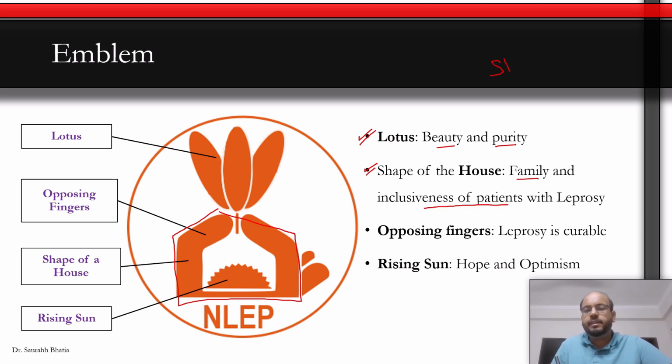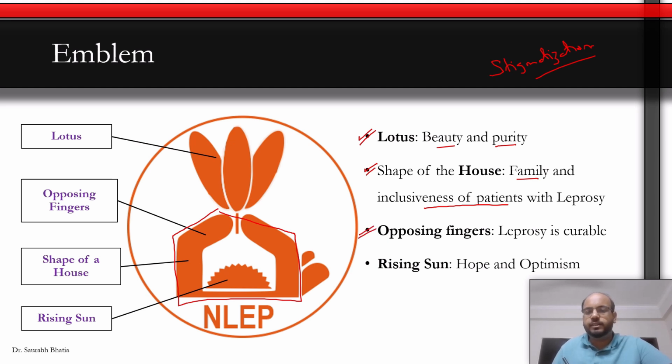We know that leprosy is a highly stigmatizing disorder. That means there is a lot of stigma attached to the disease. And getting rid of this stigma is one of the objectives of NLEP. And as leprologists, even we have to make sure that the stigma goes away. So the inclusiveness of a patient suffering from Hansen disease to be included in a group, to be included in a family, is symbolized by the shape of the house.